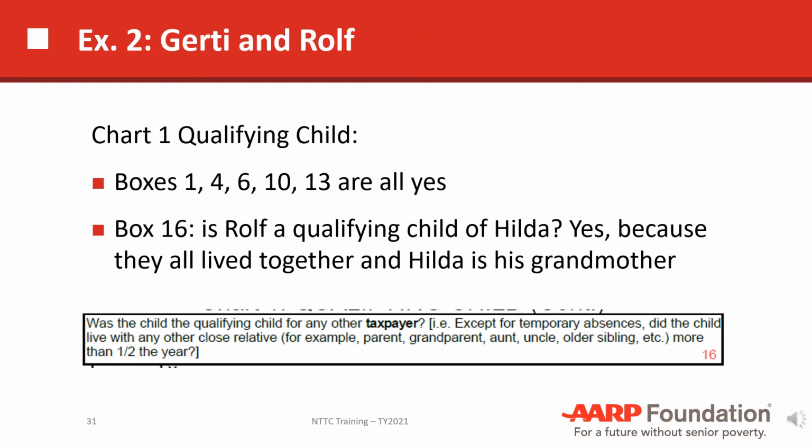Let's now look at Rolf as a potential qualifying child of Gertie. Well, if we go to chart 1 for qualifying child, we find that boxes 1, 4, 6, 10, and 13 are all marked yes, which brings us to box 16. You can see box 16 here on this slide. So is Rolf a qualifying child of Hilda? And the answer is yes, because they all live together and Hilda is his grandmother.